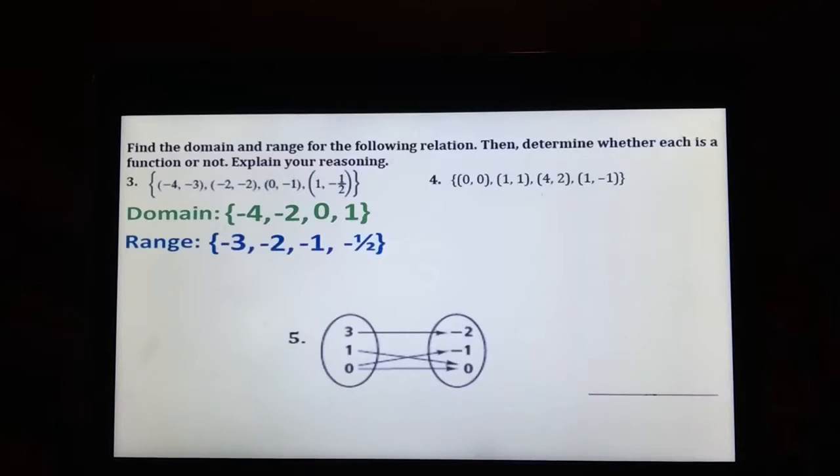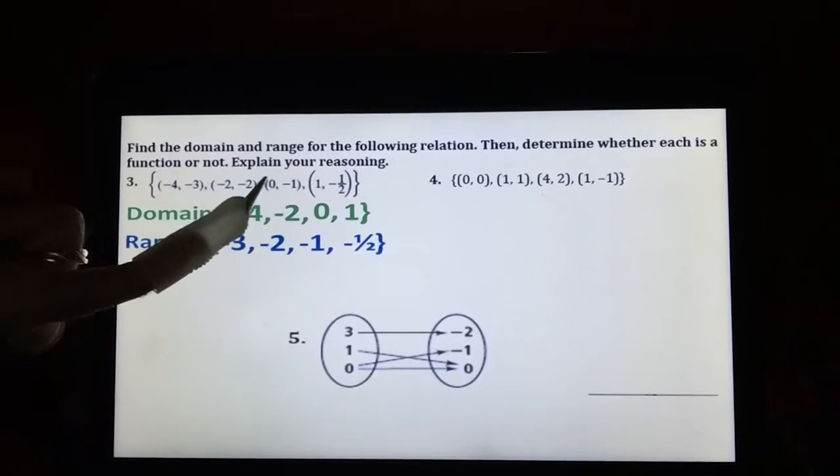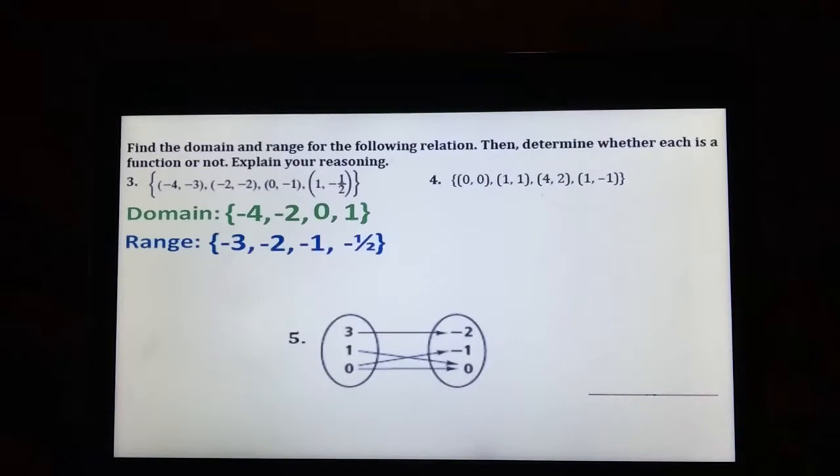Okay. Now the question is, is this a function or not? If you look at the domain and you see that none of the x's repeat, therefore it is a function. Now it does not matter if the y's repeat. The only thing that matters is if the x's repeat to identify if it's a function or not. So it is a function, and the reason is because none of the domains repeat, which are the x values. Okay? So go ahead and do number 4 on your own right now for me.